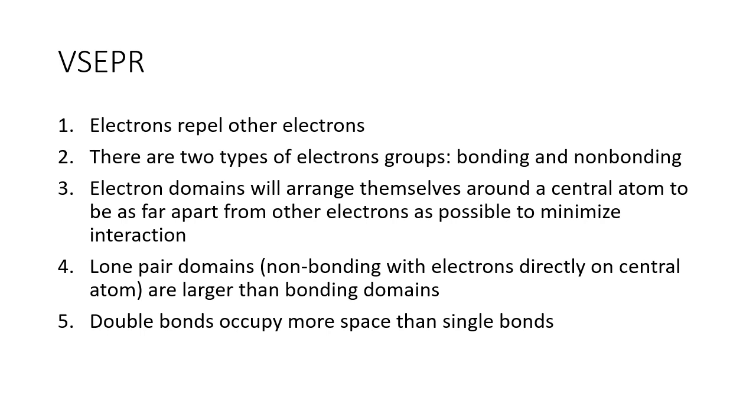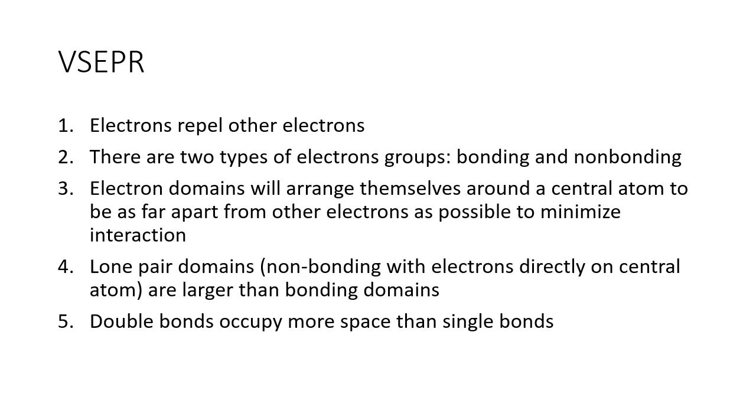Fourth assumption, lone pair domains, which are non-bonding with electrons directly on the central atom, are larger than bonding domains. So this assumption is based on the fact that a bonding domain is shared between 2 nuclei, which effectively cancels some of the charge of those electrons in the bond. A lone pair domain has interaction with only 1 nucleus, the one on the central atom, and therefore it has a larger effective nuclear charge, which is more effective at repelling other electrons.